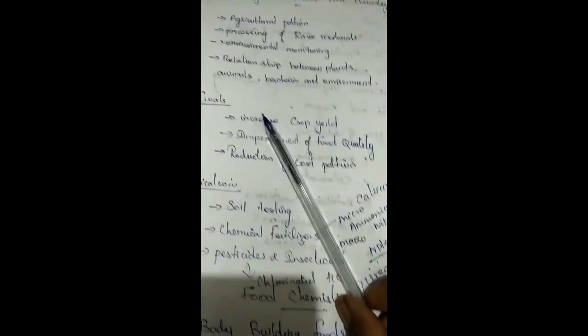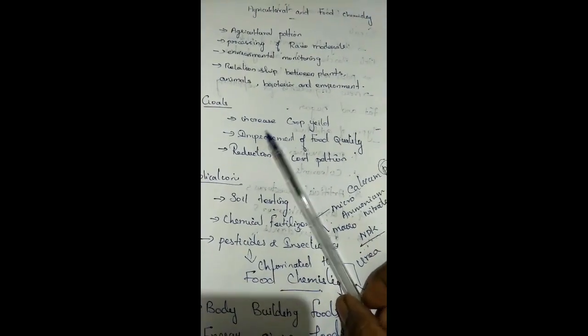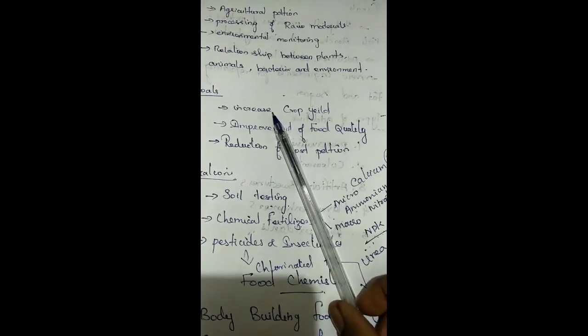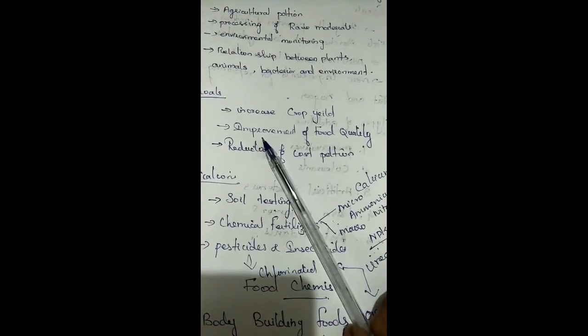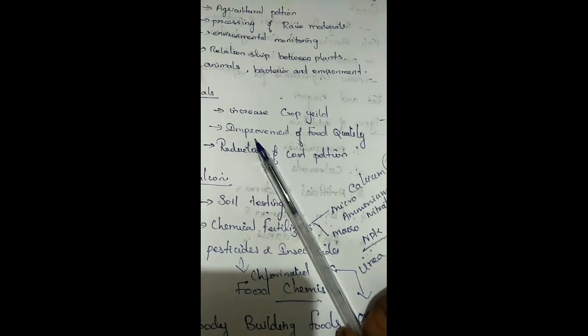What are the important goals? What is the goal of a chemist in the field of agriculture? They want to increase the crop yield. If the farmer is cultivating a crop, he expects a good yield. So, increasing the crop yield. The next one, it should be of good quality. It should contain all the micro and macro nutrients.